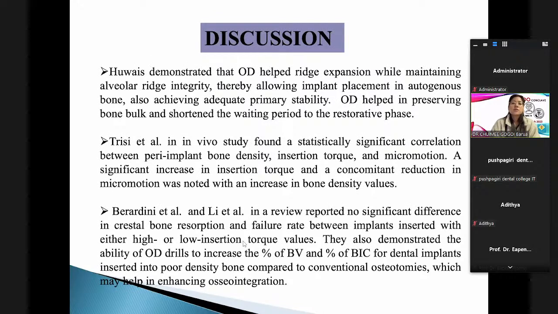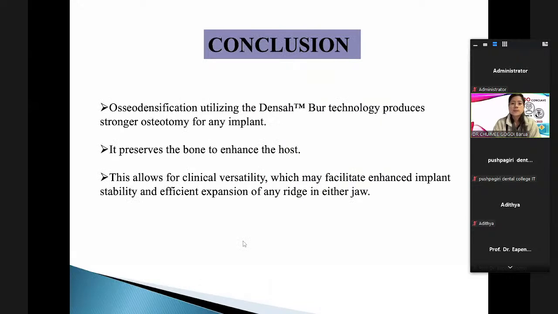Discussion: Studies demonstrated that osseodensification helped ridge expansion while maintaining alveolar ridge integrity, thereby allowing implant placement in autogenous bone, also achieving adequate primary stability. Osseodensification helped in preserving bone bulk, shortened the waiting period to the restorative phase. Similarly, Trisi et al. and also Berardini et al., in their in vivo study, found osseodensification very helpful in ridge expansion.